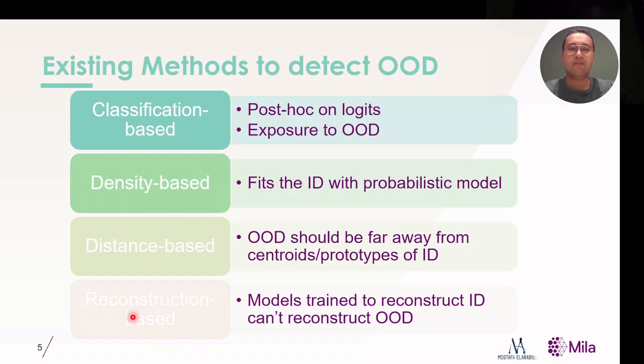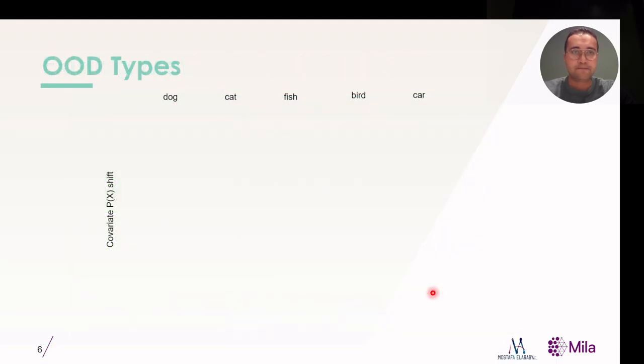We have reconstruction based, where you train, let's say, an autoencoder on in distribution data, and you compute the reconstruction loss during inference. If the model is able to reconstruct that image nicely, most likely it's in distribution. If it is something new, most likely it will fail to reconstruct.